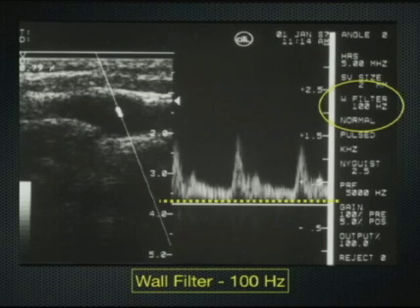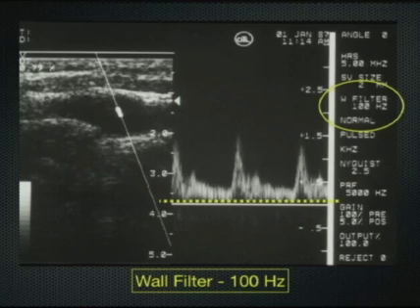Another potential source of error in analysis of the Doppler signal is related to the use of the wall filter. A wall filter is an electronic filter which removes low-frequency shifts from the display. This is generally intended to remove low-frequency noise associated with vessel wall motion. In this example, the wall filter is set at 100 Hertz, and this basically suppresses the information in the spectral display below the level of the yellow dotted line in the waveform.